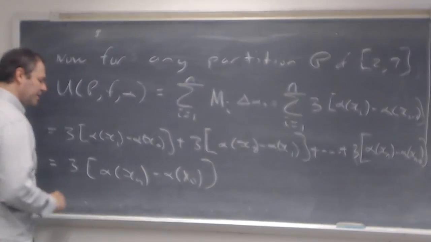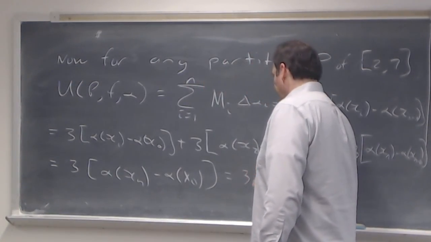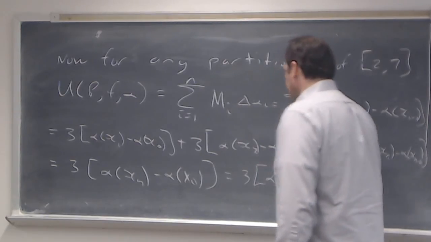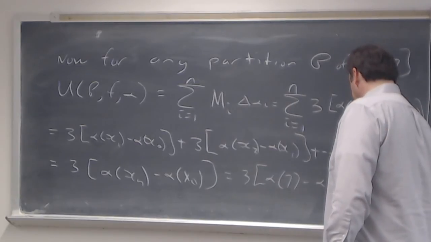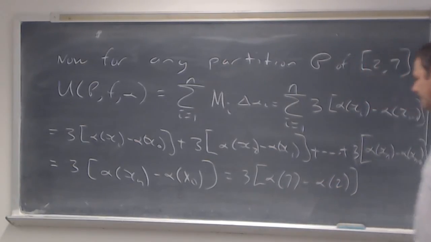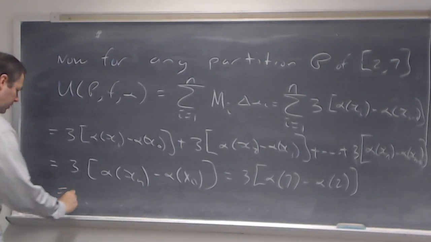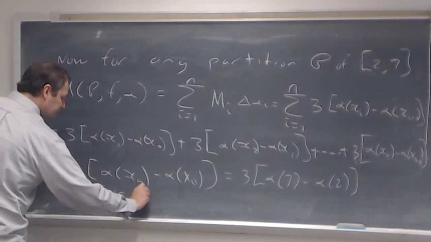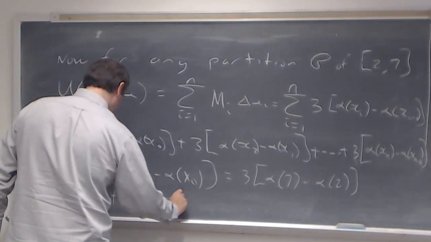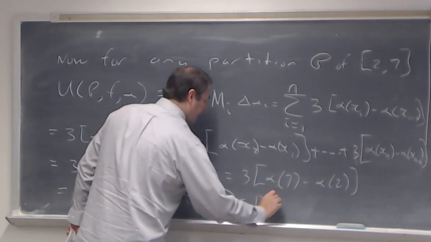But in our case, we know what x sub n has to be for a partition, and what x sub 0 has to be for a partition. That would be 3 times alpha of 7 minus alpha of 2. X sub 0 is a, x sub n is b. So this is equal to 3 times, remember what alpha does, it squares things. So this is 49 minus 4. That ends up being 3 times 45, which in this case is 135.